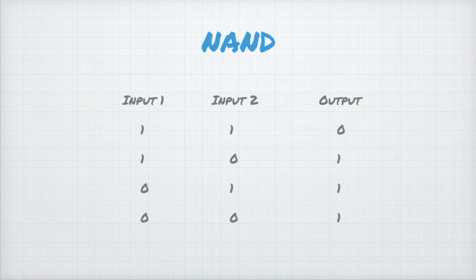Now we can combine these operators. One example of a combination of other operators is NAND. Can you guess which two operators make up NAND? We can think of the NAND operator as applying the NOT operator to the output of AND on two inputs.